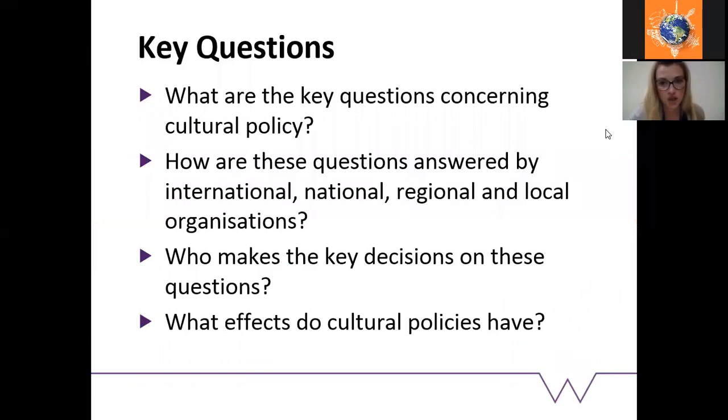And here are the key questions for this specific course. What are the key questions concerning cultural policy in a specific country or globally? How are these questions answered by international, national, regional, and local organizations? Are there any specific organizations in your area that look after these issues? How does it work on a national or international level? Who makes key decisions on these questions? What effects do cultural policies have on people, on the society? So that's quite interesting.